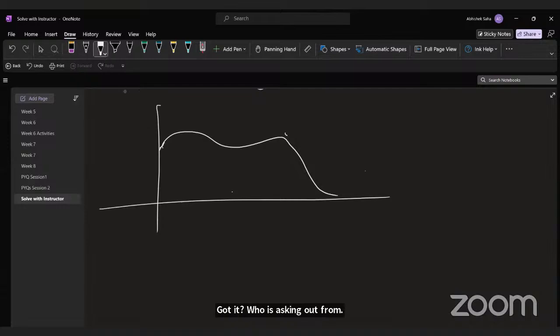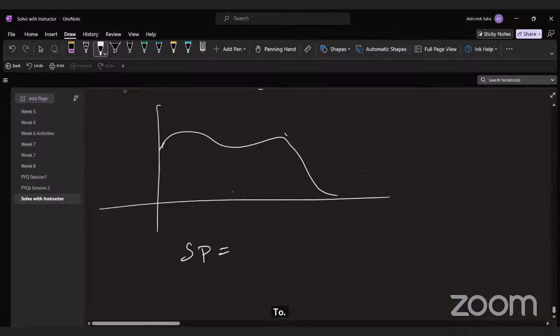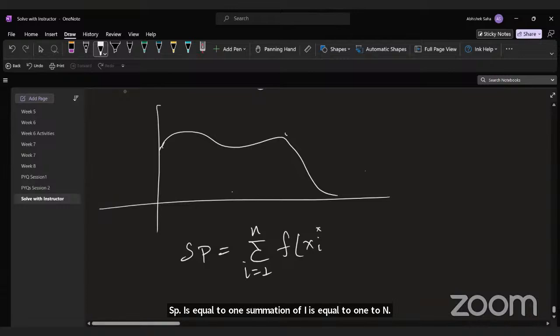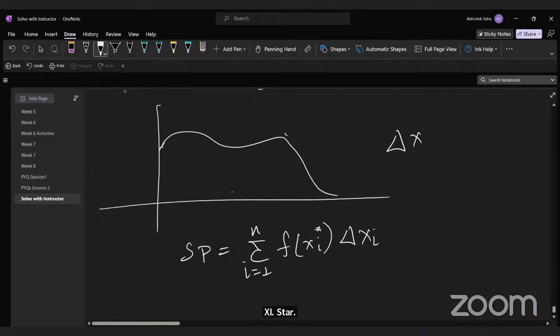So how to calculate the area? First of all, this is the formula of the Riemann sum. Let me write it. S_P is equal to what? The summation of i equal to 1 to n of f of xi star times delta xi, where delta xi is the difference between the points.